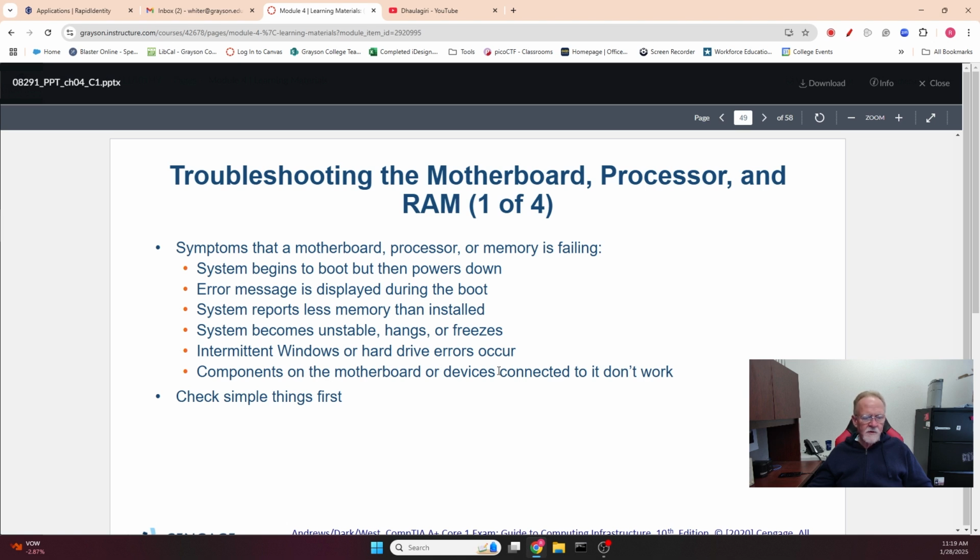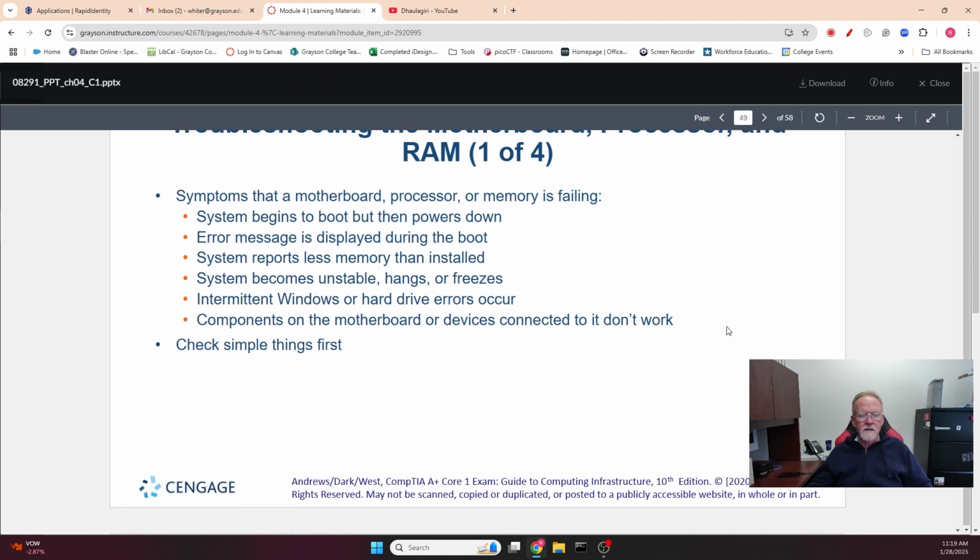Components on the motherboard or devices connected to it don't work. Check the simple things first. Is it plugged in properly? Are the RAM chips plugged in, seated correctly? Are the expansion slots filled correctly? Are they plugged in correctly?